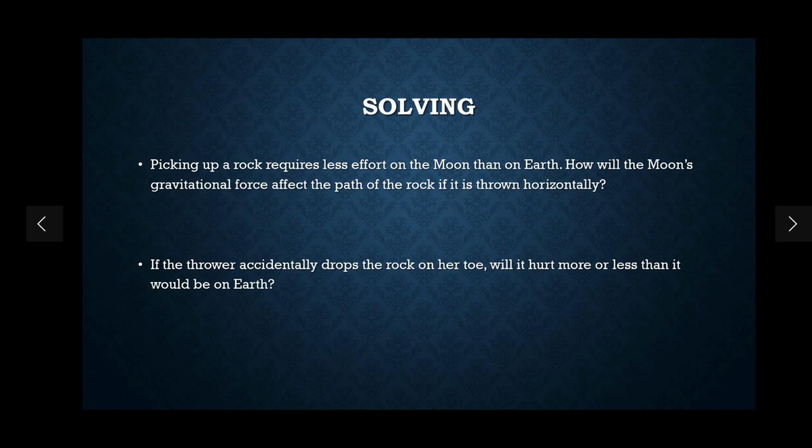Let's say the thrower accidentally drops the rock on her toe. Will it hurt more or less than it would on Earth? Since the rocks are dropped from the same height, on the moon it will hurt less, since it has a lower value of g, which is gravitation. That means the rock will strike the toe with a smaller velocity, or it will strike it slower than it would strike the toe on Earth.